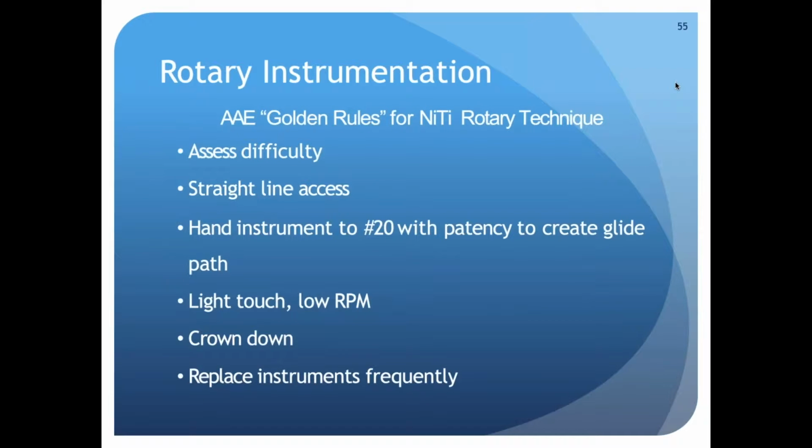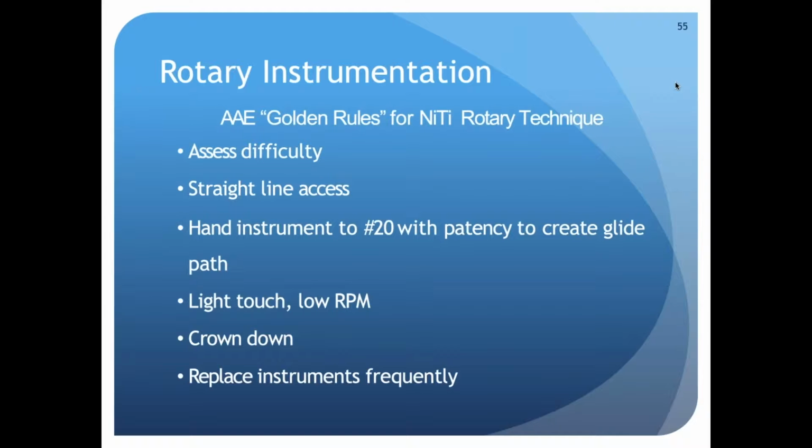So the American Academy of Endodontics has these golden rules for a rotary technique, and I'm going to go over those. First, you want to assess your difficulty. These are very flexible files, but you need to know if you have like a 90-degree turn at the apex. You don't want to be forcing these files down that. Again, like I talked about earlier, straight line access is super critical because we want to limit the amount of bends in the file.